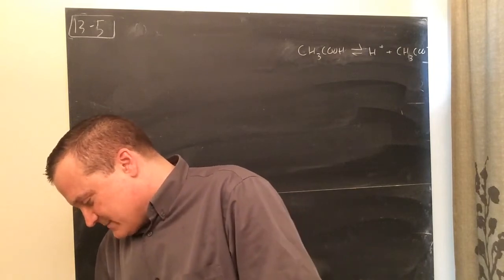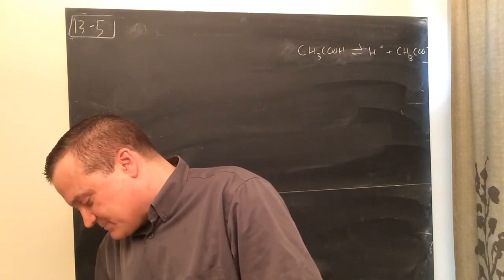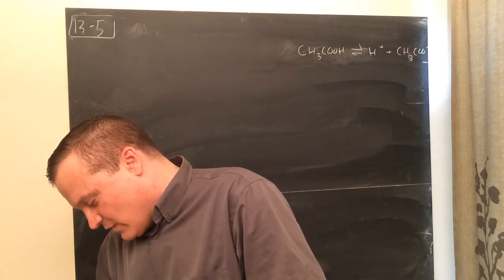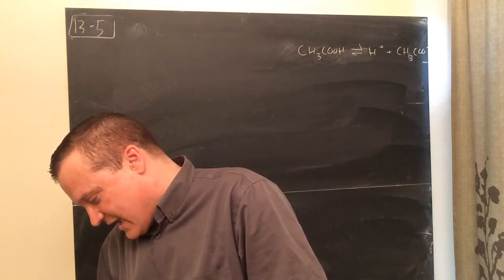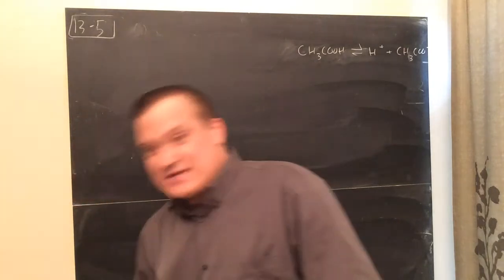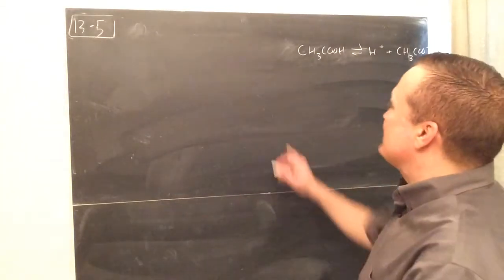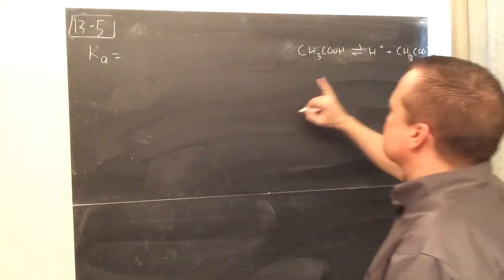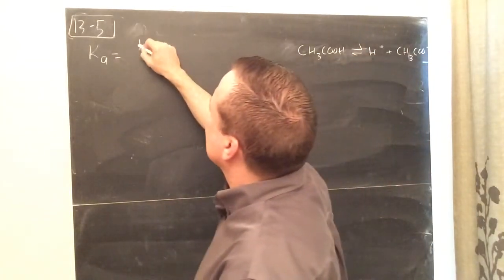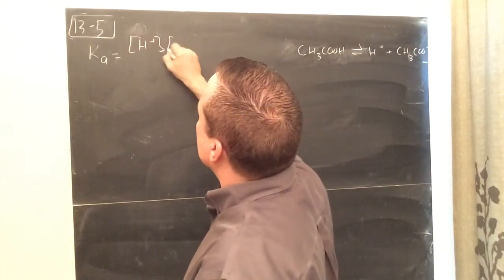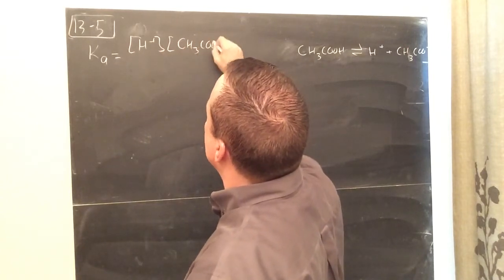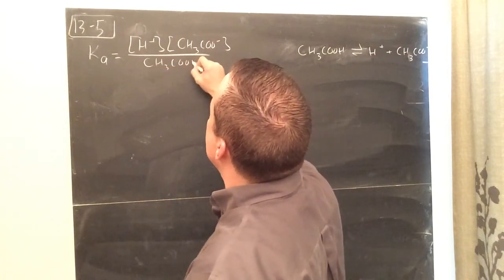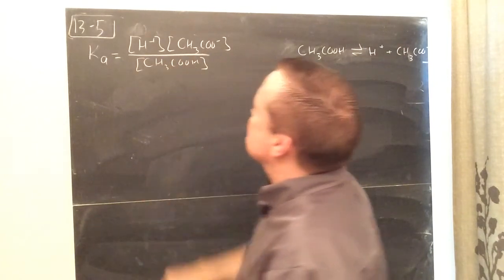All right, number 2. Here's the main thing: calculate the concentration of H plus and the concentration of CH3COO negative in a 1.5 molar solution of acetic acid. First, I forgot to ask you to write the Ka expression. To write Ka, it's equal to, remember, products over reactants. H plus molarity times CH3COO negative molarity over CH3COOH molarity. That's your K expression.